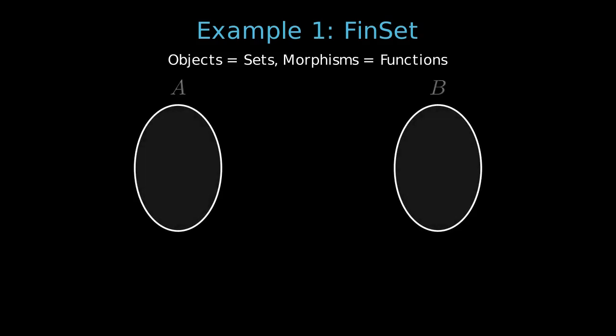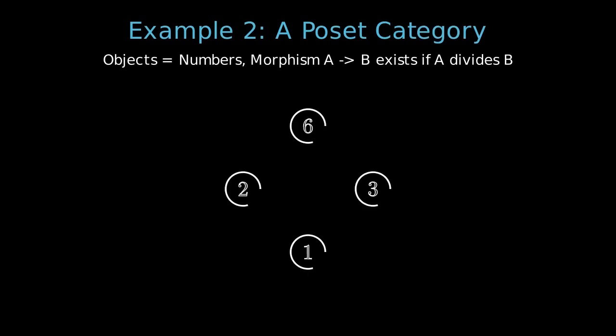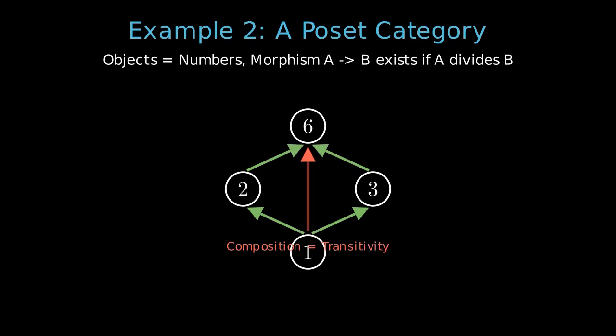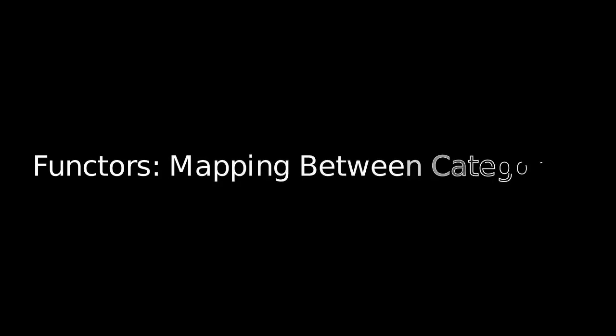Let's see an example. The familiar set and functions are object and morphism. We can have a morphism that exists if a number divides another number. Or we can consider a group. The group itself is an object, morphism are the elements. Now we know category theory definition.